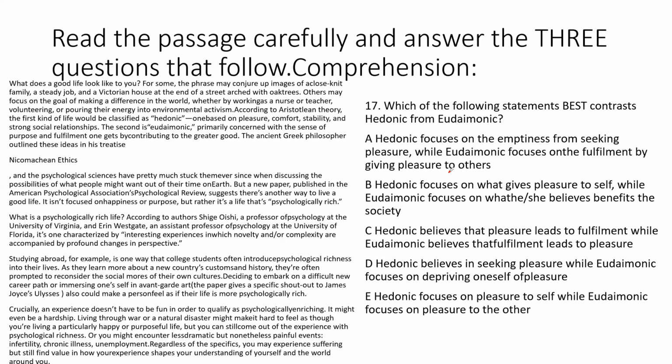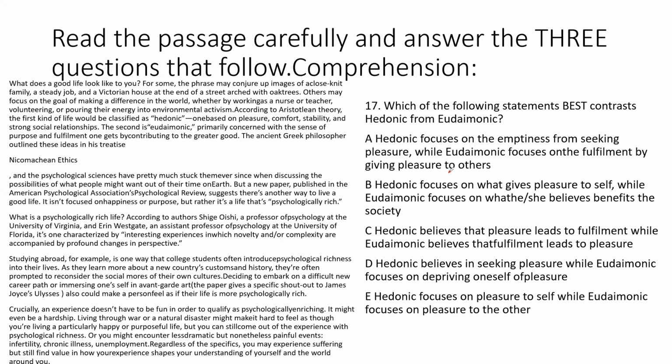According to Aristotelian theory, the first kind of life would be classified as hedonic, the one which is based on pleasure, comfort, stability, and strong social relationships. The second one is eudaimonic, primarily concerned with the sense of purpose and fulfillment one gets by contributing to the greater good. The ancient Greek philosopher outlined these ideas in his treatise Nicomachean Ethics, and the psychological sciences have pretty much stuck with them ever since when discussing the possibilities of what people might want out of their time on earth.